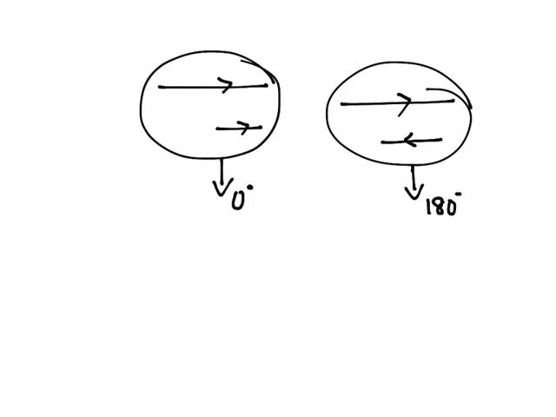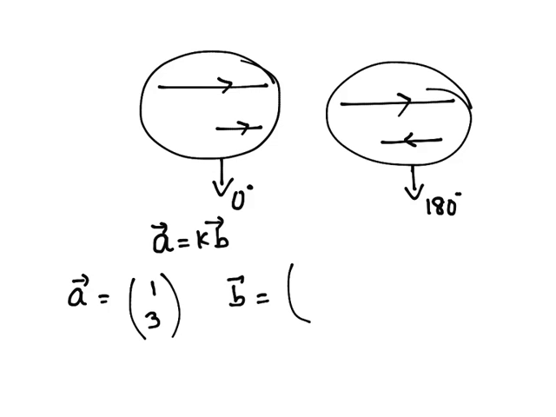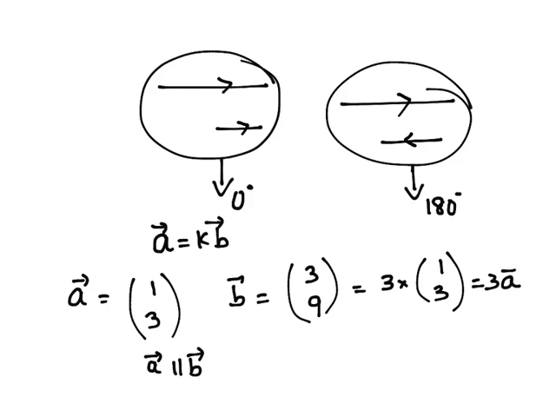Now, how can we identify parallel vectors using components? If two vectors are parallel, then each vector will be a multiple of the other vector. So A vector will be k times B vector. What I'm trying to say here is, suppose A vector is (1, 3) and B vector is, let's say, (3, 9). So definitely A vector is parallel to B vector. As you can see, I can write (3, 9) as 3 times (1, 3), which is nothing but 3 times A vector.